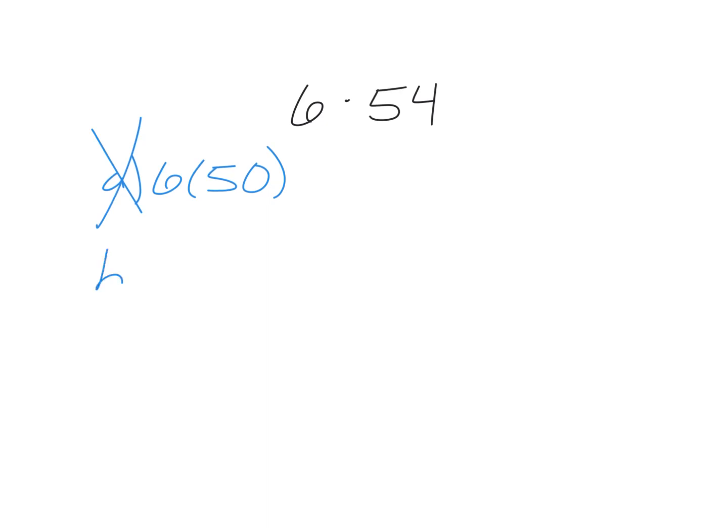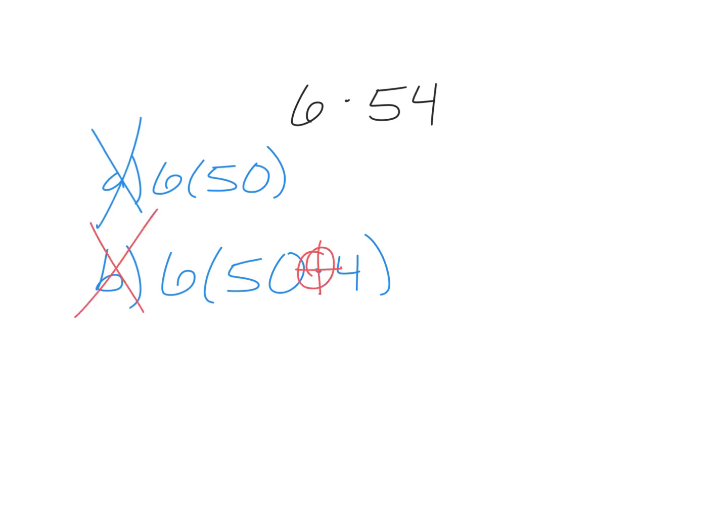Go through B. 6 times 50 times 4. No. Why is that a no? It's not adding. This sign right here needs to be an addition sign. So that is not an option. We are on C. 6 times 50 plus 4. Yes. Why is that right? Because it's adding. It's the same thing as 6 times 54.